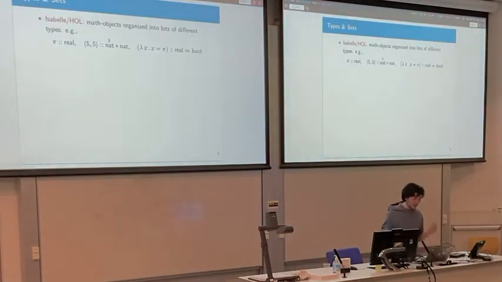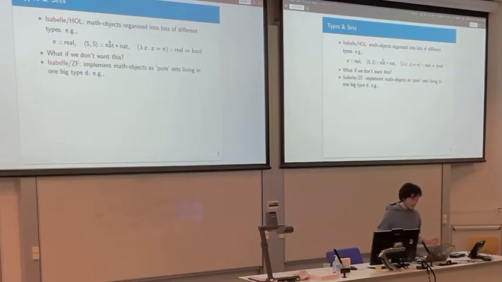So when we're working in Isabelle HOL, all of our math objects are organized into lots of different types. So pi is type real, we have pair types, and we also have function types and stuff like that. But what if we don't want this kind of organization of all of our math objects? What if we want to be free from the whips and chains of your type system? So you could work in Isabelle ZF, where all of your math objects are implemented as pure sets, which live within one big type, D.